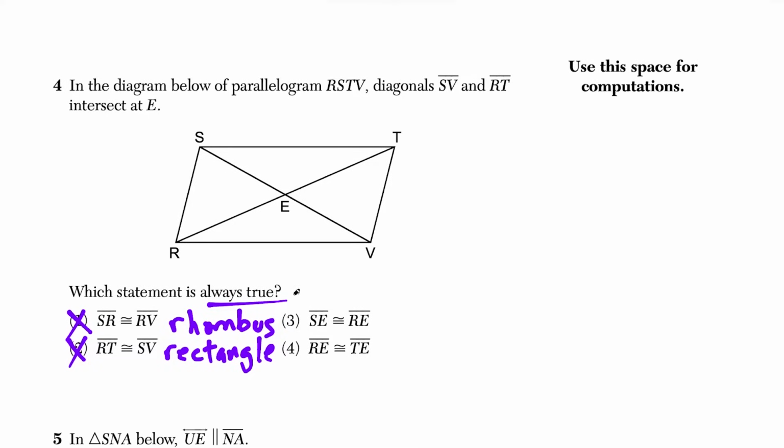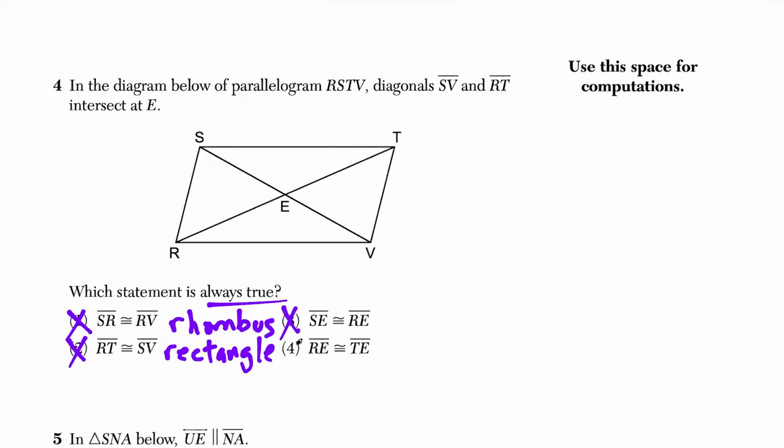So choice 3, what we have is SE is congruent to RE. This one here is not necessarily true because this is an extension of choice 2. SE congruent to RE would tell us that the diagonals are congruent and that they were bisected. So that's why here, this is once again using the idea that the diagonals are congruent, which would only be true if we were starting off with a rectangle.